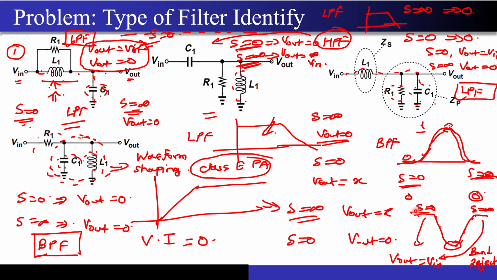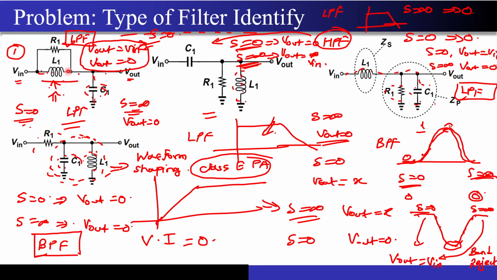One more response that exists is when you put s equal to 0 and s equal to infinity and you get a good finite value at the V out, but if you put any frequency in between, you get heavy attenuation. This is what we call a band reject filter. So now we will look at all these circuits and try to differentiate in which of these categories they fall.